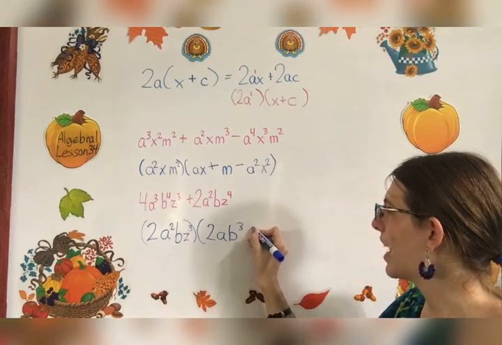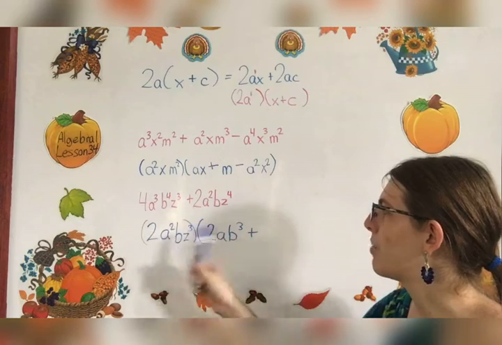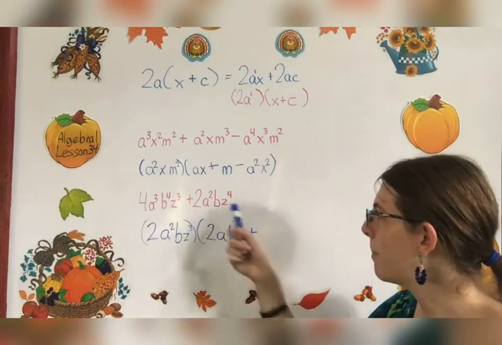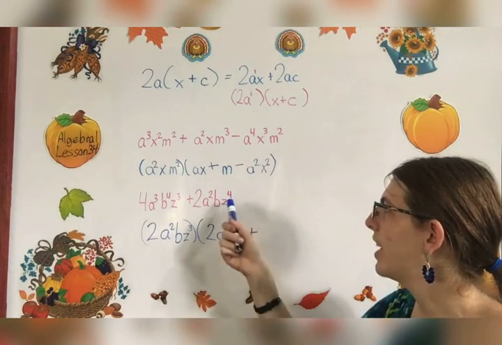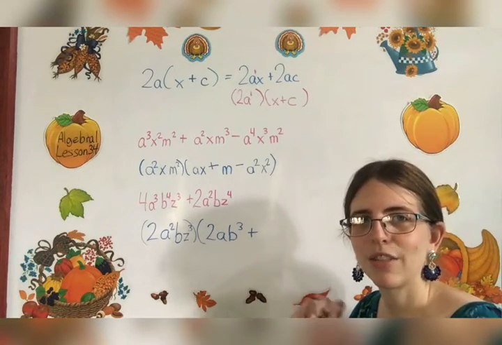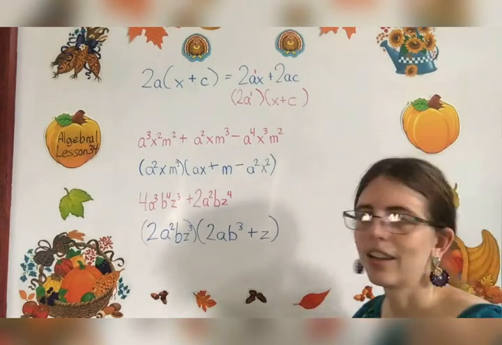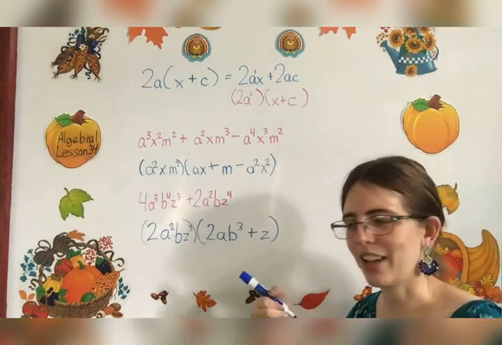So I move on to my next term. 2 divided by 2 is 1. a squared divided by a squared is, again, 1. b divided by b is 1. And z to the 4th divided by z cubed is z to the first power. So we're just left with z. Okay? That's how you do this one.